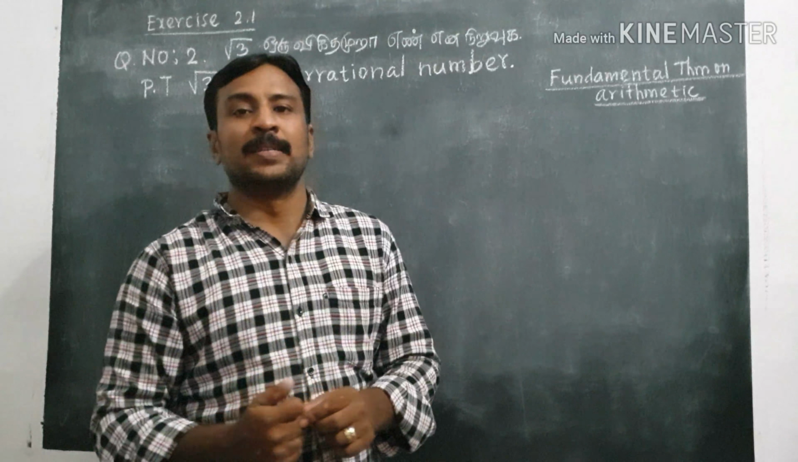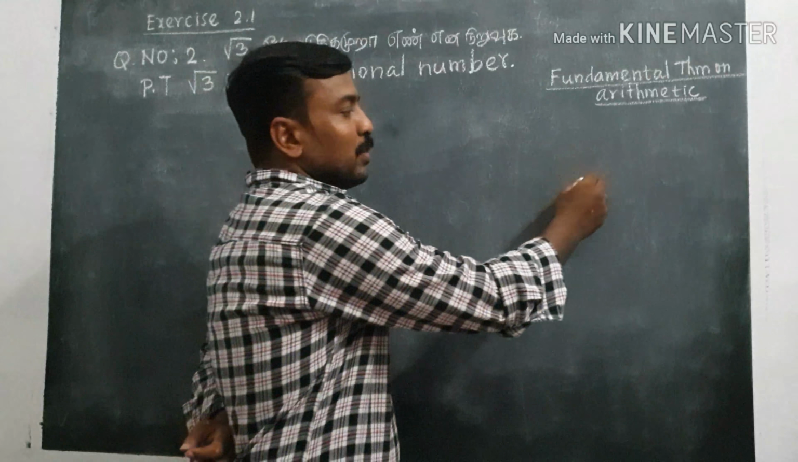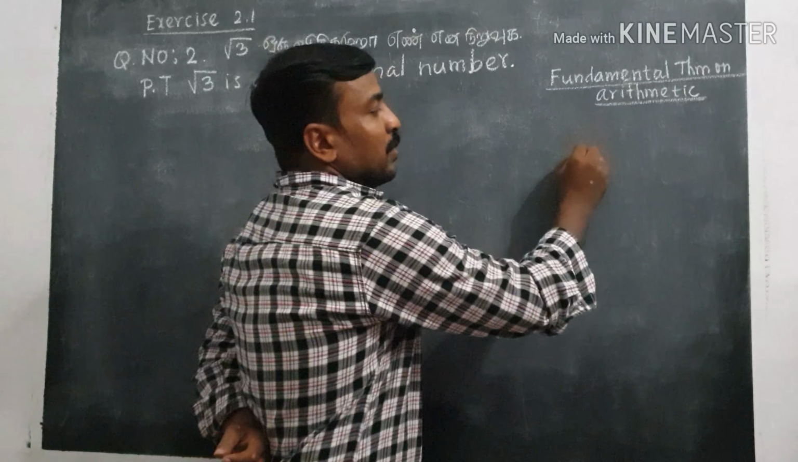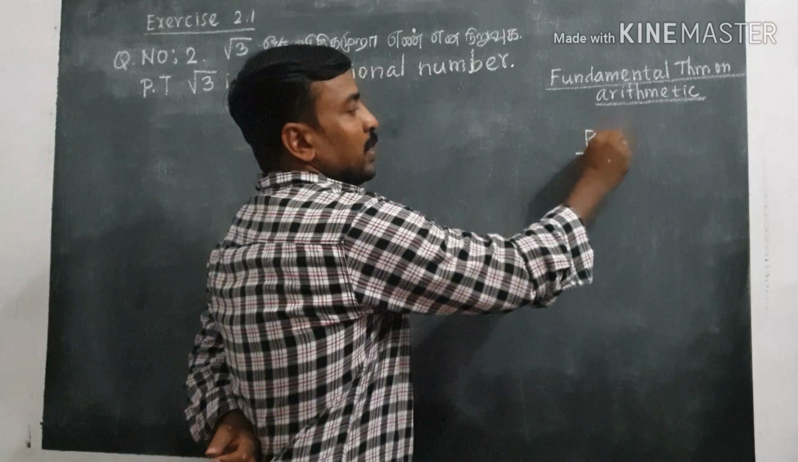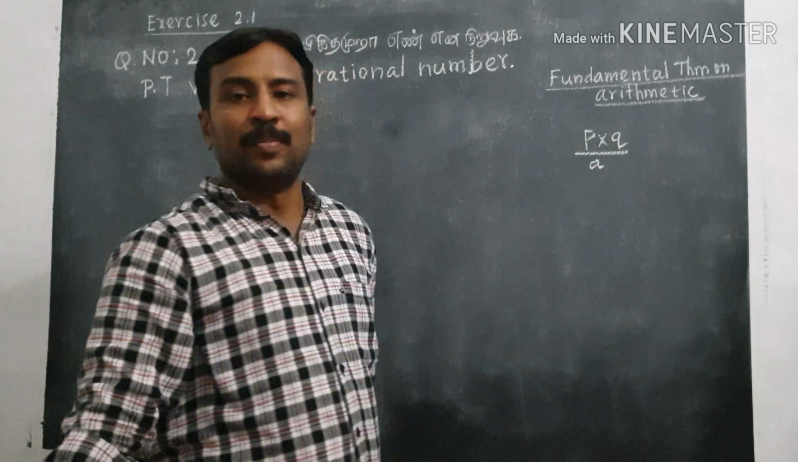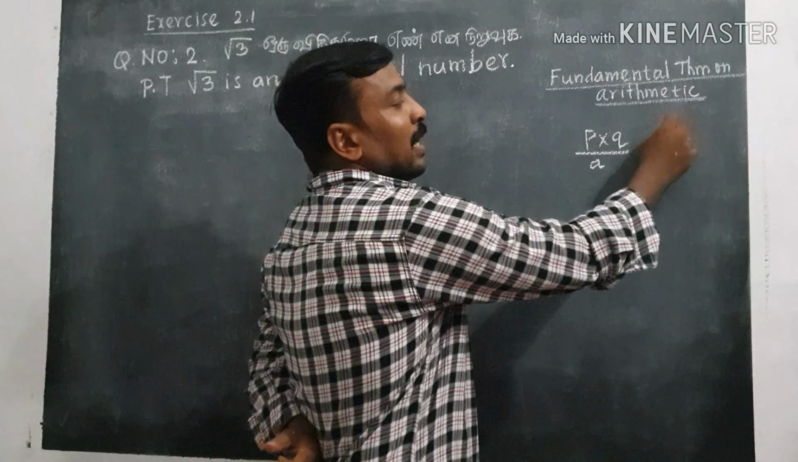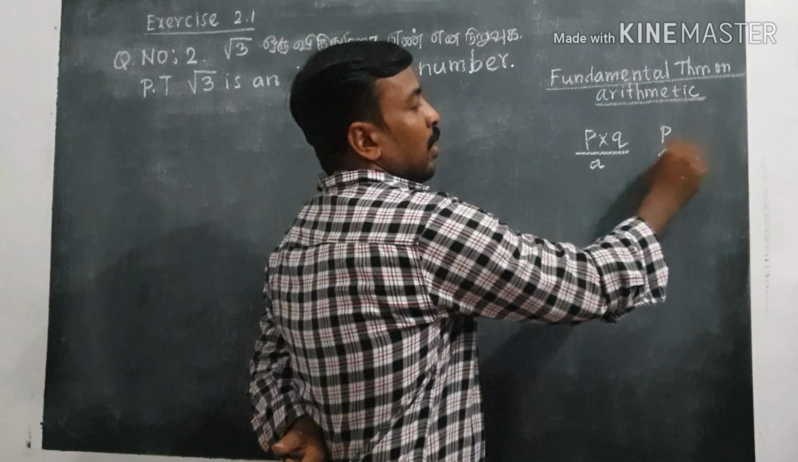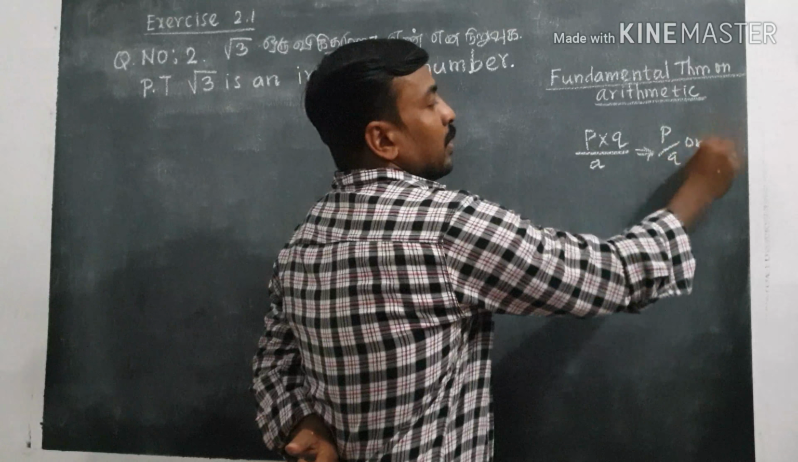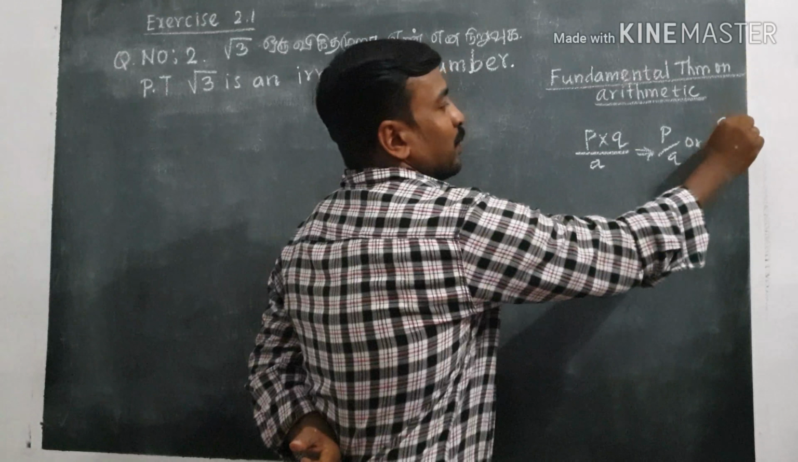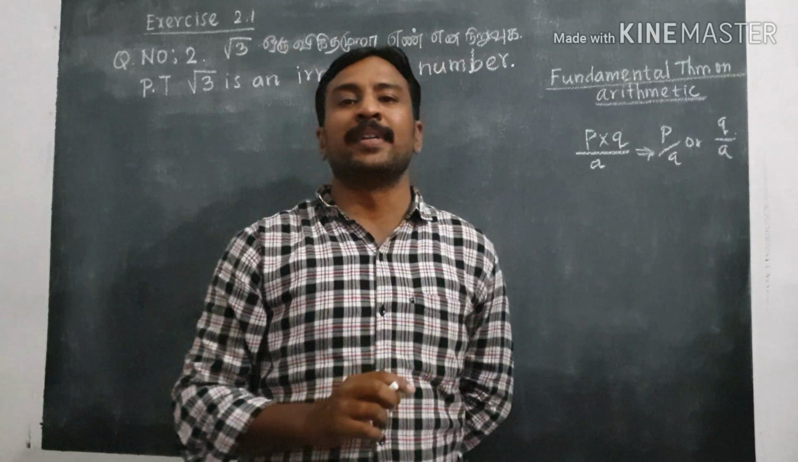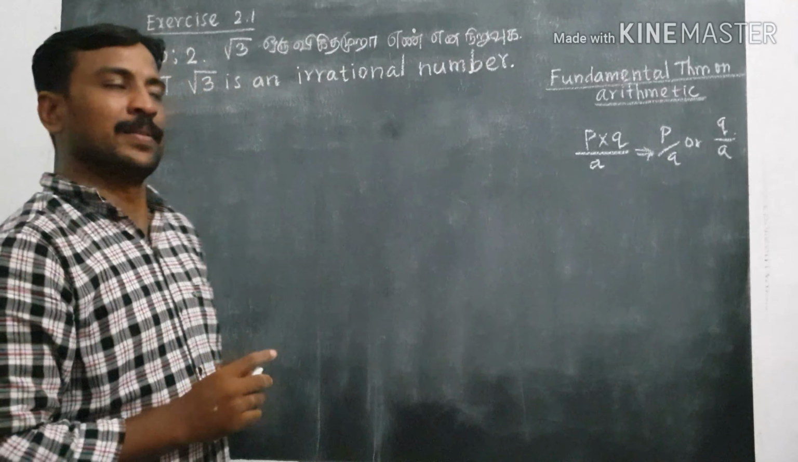The theorem says that if a prime number a divides the product p into q, it means that a divides p or a divides q. Just keep this in mind before proving this.